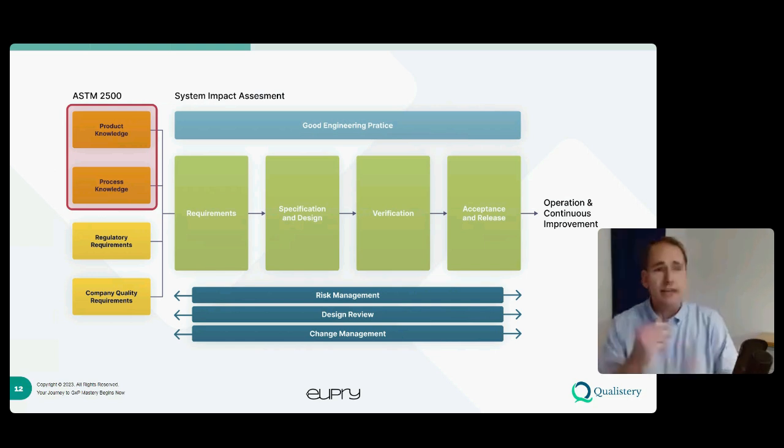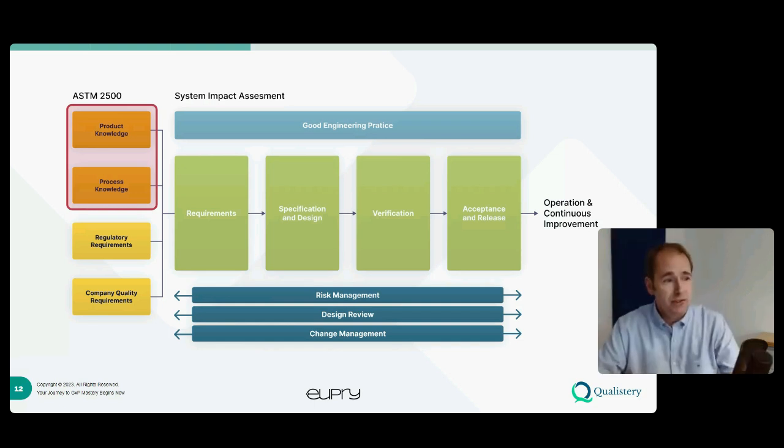So this diagram on the screen now is taken from ASTM 2500. And essentially, this is about performing a system impact assessment. And if we can do this by looking at the knowledge of the product and the process, that's going to form a big part of the requirements that we need and the specification and the design for the temperature controlled instruments that we're going to be using.